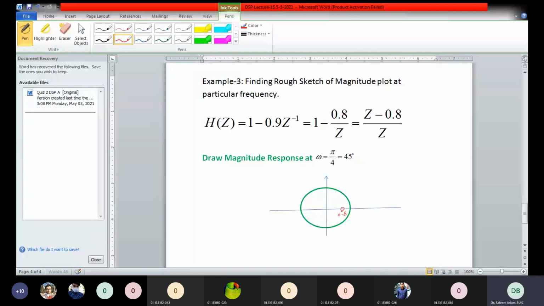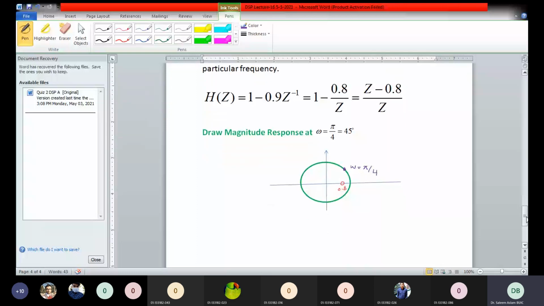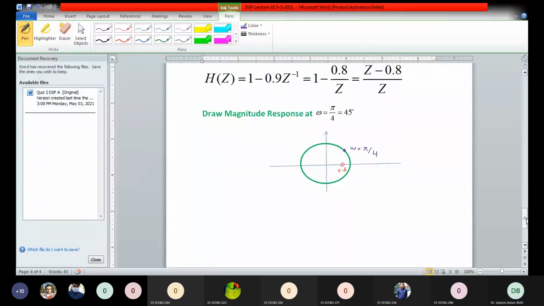Right? Let me take a purple color because we are using purple color for frequency. Now the person is looking at this frequency axis. So this is omega equal to pi by 4. As we did earlier, at the point where we had to find the frequency response, we would draw a vector and take its length. That gave us the rough sketch of the frequency response at that point.